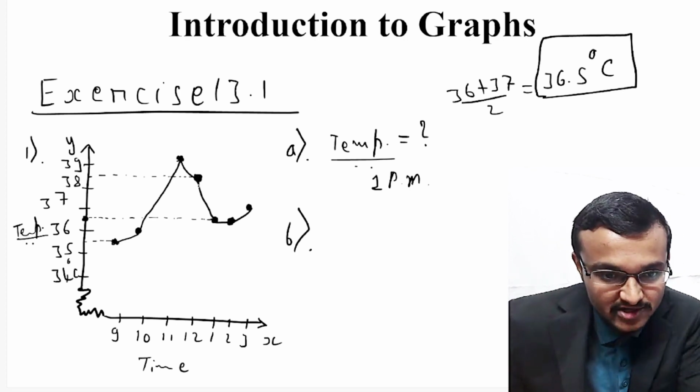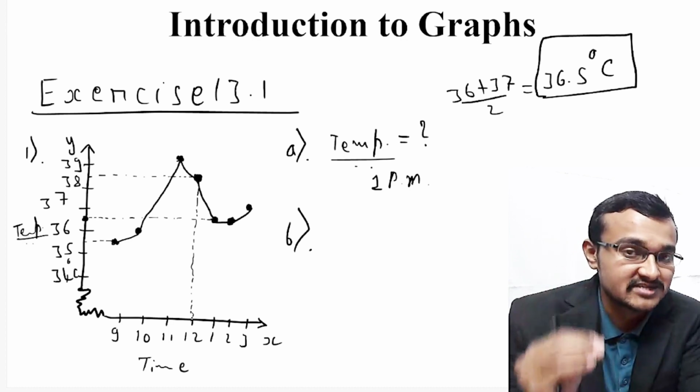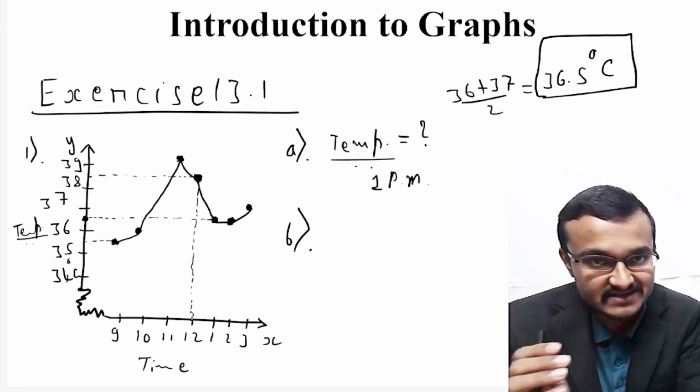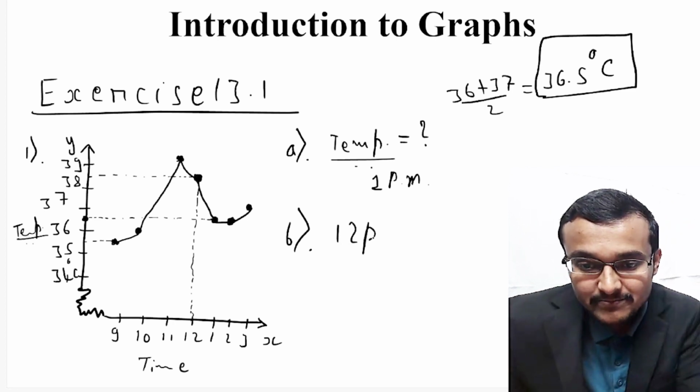So now you can draw a perpendicular line on the x-axis like this. You can clearly see that at 12 p.m. the patient's body temperature was 38.5 degrees Celsius. So the answer for this B question will be 12 p.m.